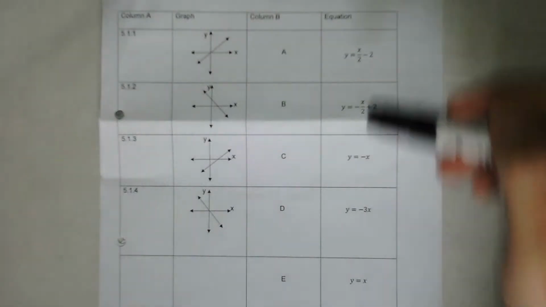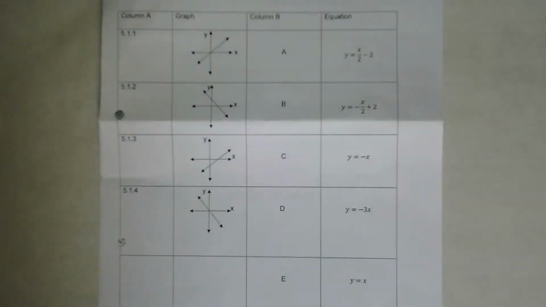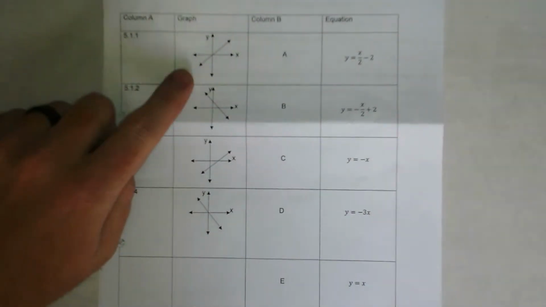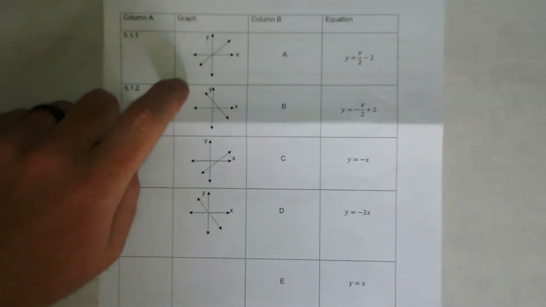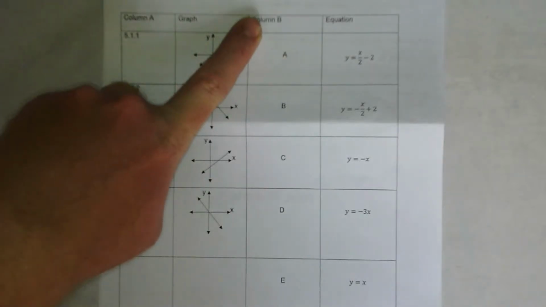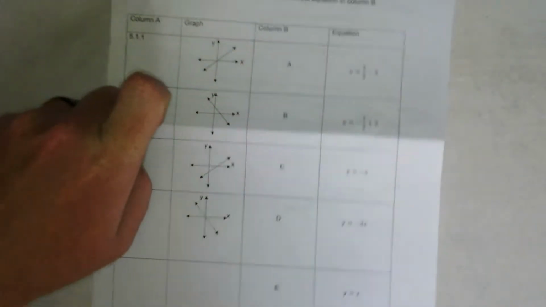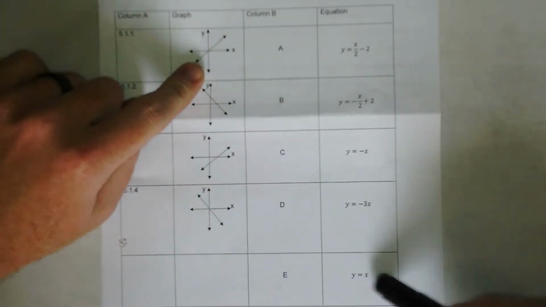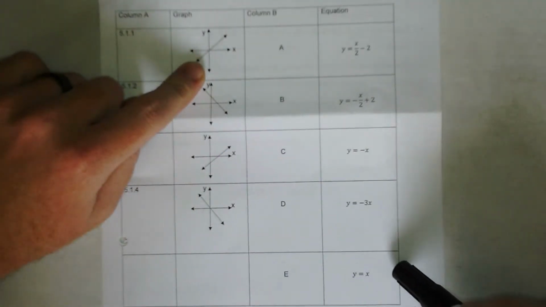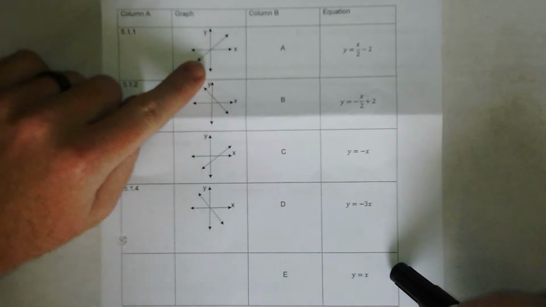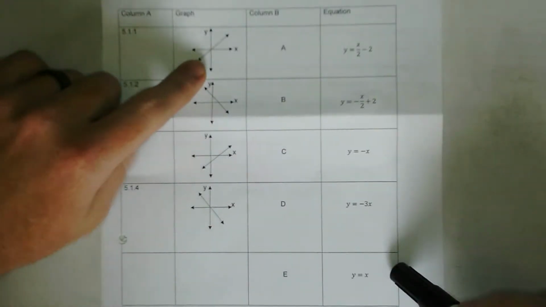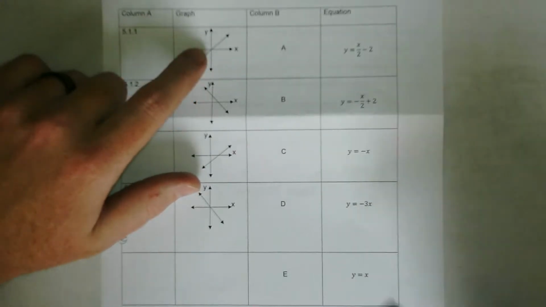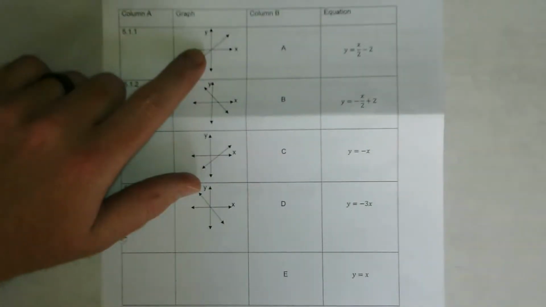Okay, correct equation in column B. So, 5.1.1, which is this one over here. You'll see that it runs from bottom left to top right, so it's an increasing graph. Okay, it goes straight through the origin, so it's got no tail attached to it. So there's no y-intercept, if I can put it that way. And because it's increasing, your answer for the first one would be E, which is y is equal to x.